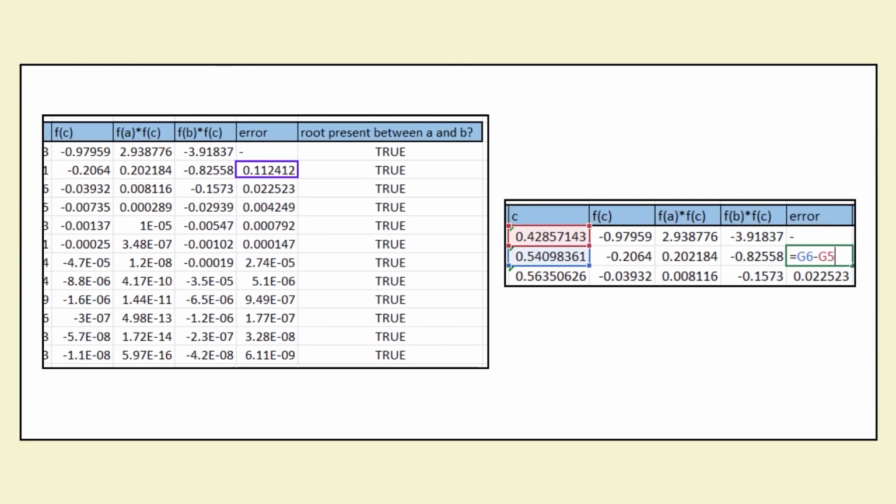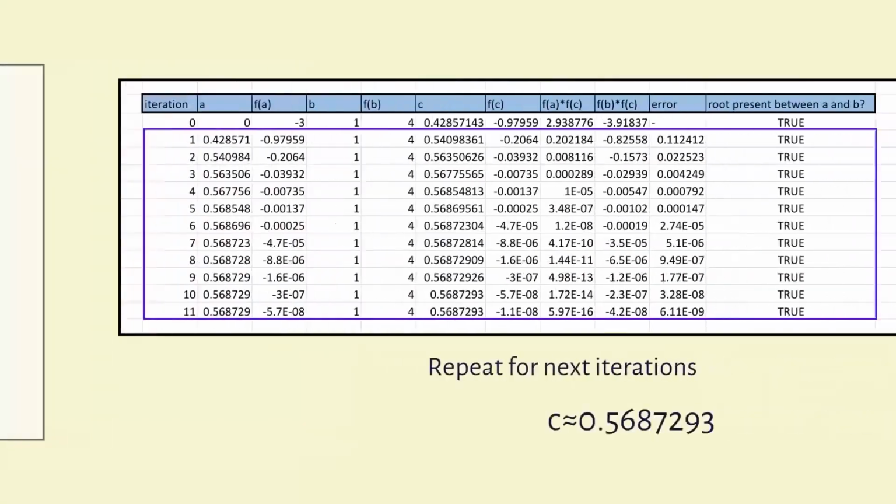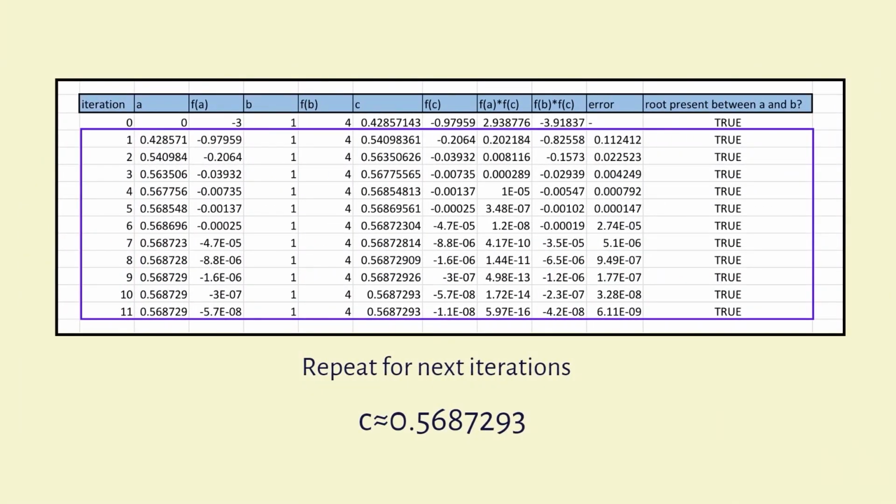Then, for the values of error, we take the C value of this iteration minus the value of C from the previous iteration. Now, we repeat all the steps for our next iterations until we get the value of our root with an acceptable error.